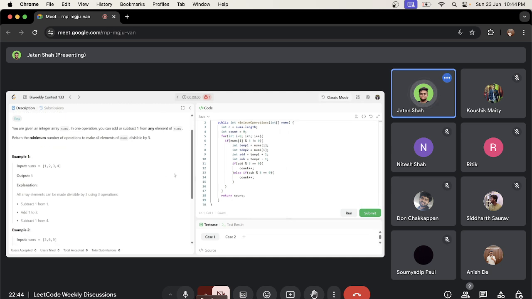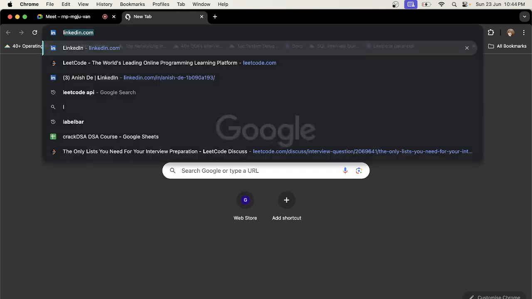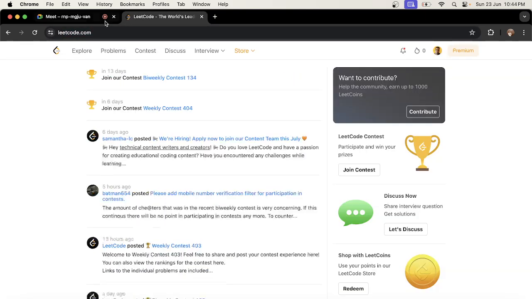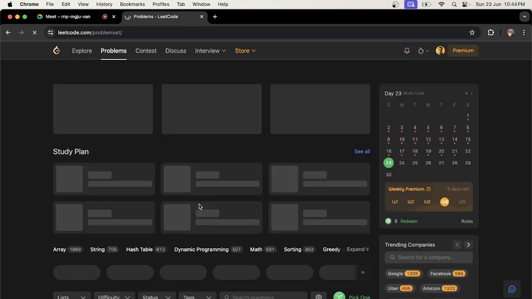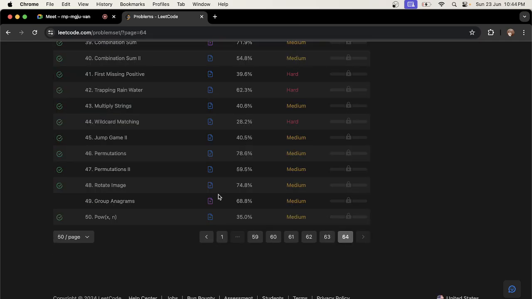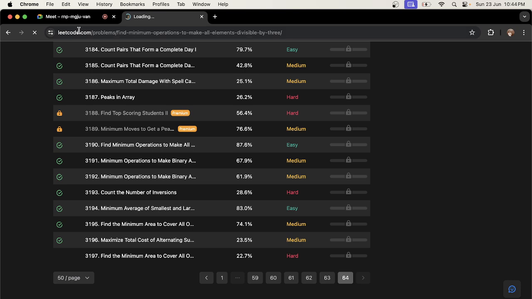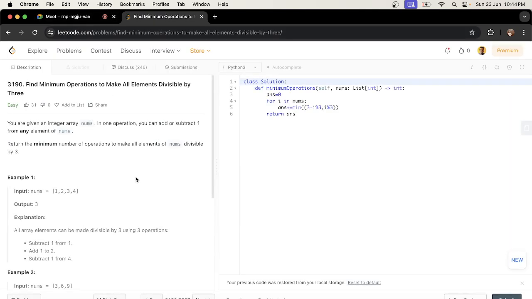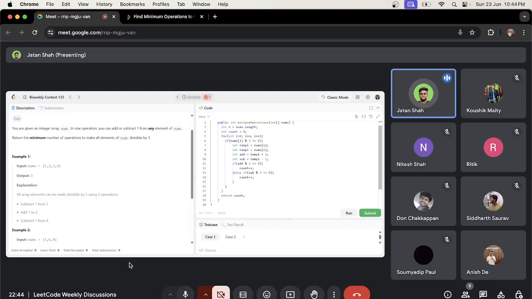From my approach, I took the length for the traversal and a count integer, and I'm traversing the nums array and checking if the number is divisible by 3 or not. If it's not divisible by 3, I have a temp1 and temp2, one for adding and one for subtracting, initialized with the same element nums[i]. For adding we add 1, and for subtracting we subtract 1. Then we check if the addition or the subtraction result is divisible by 3. If yes, then count plus plus, and return the count. Yeah, that's my approach.